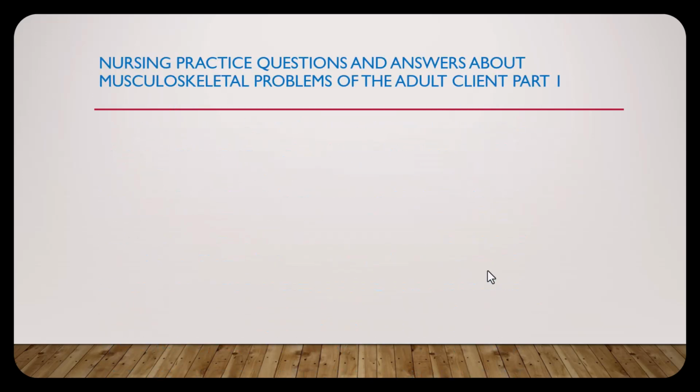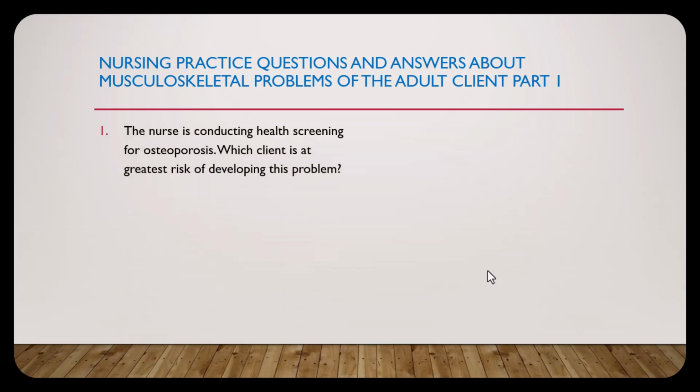Welcome to part 1 of nursing practice questions and answers about musculoskeletal problems of the adult client. Now let's start with the first question. The nurse is conducting health screening for osteoporosis. Which client is at greatest risk of developing this problem?